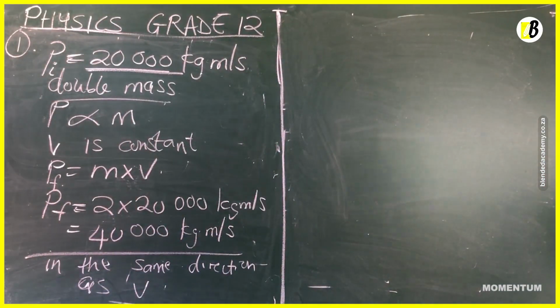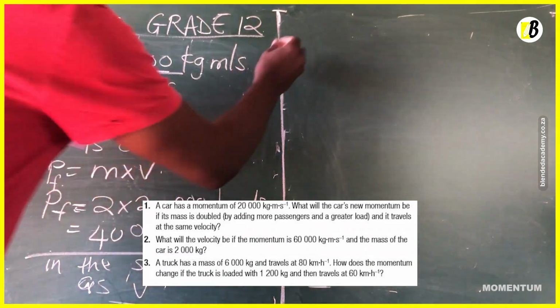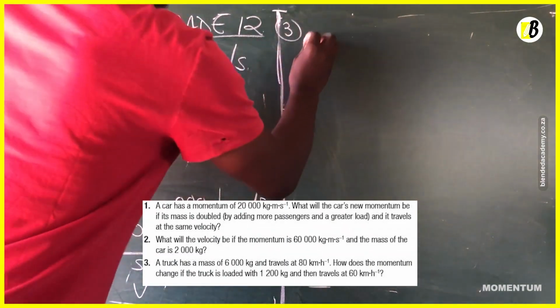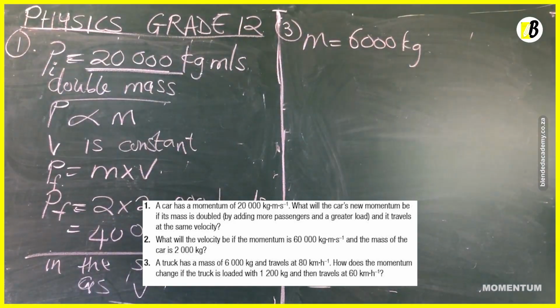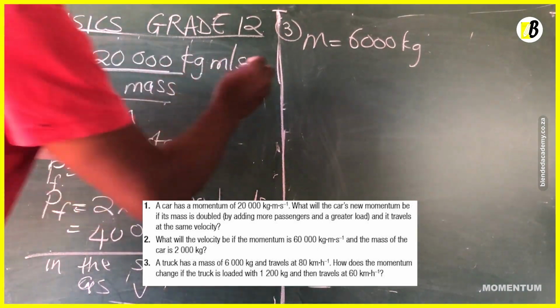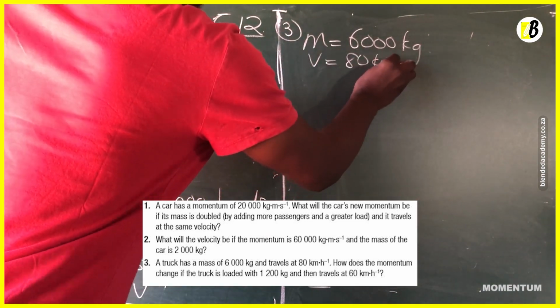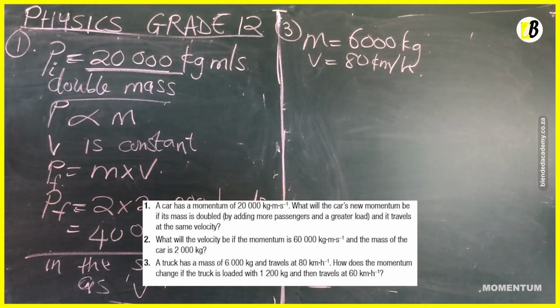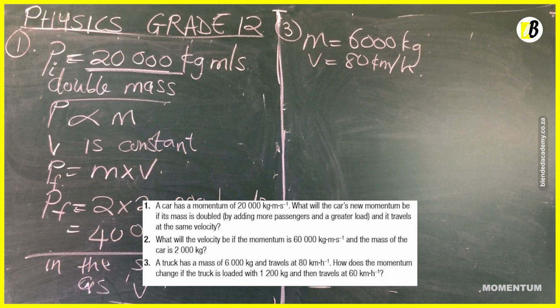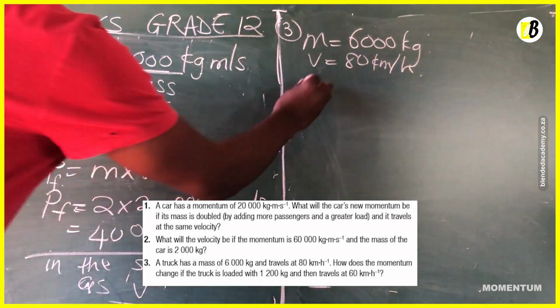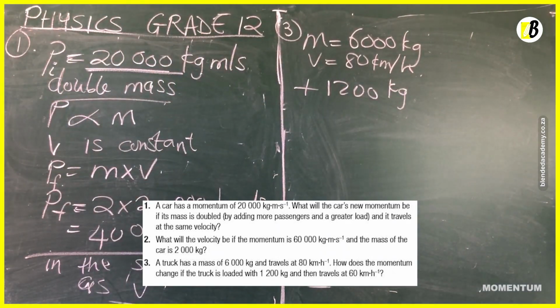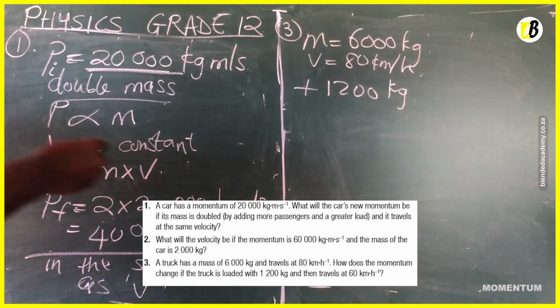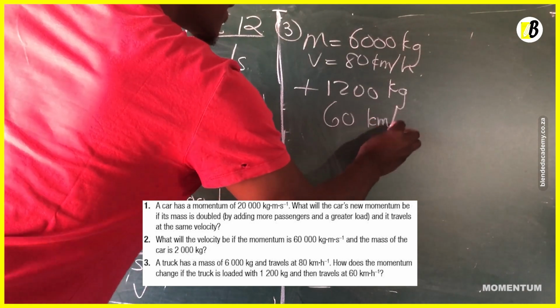Okay. Well, in this third example, we're given that a truck has a mass of 6,000 kilograms, and it's traveling at 80 kilometers per hour. That's our velocity. And then they're asking, how does the momentum change if the truck is loaded with 1,200 kilograms? That means we're increasing the mass of the truck by 1,200 kilograms. And then it's going to travel at 60 kilometers per hour.